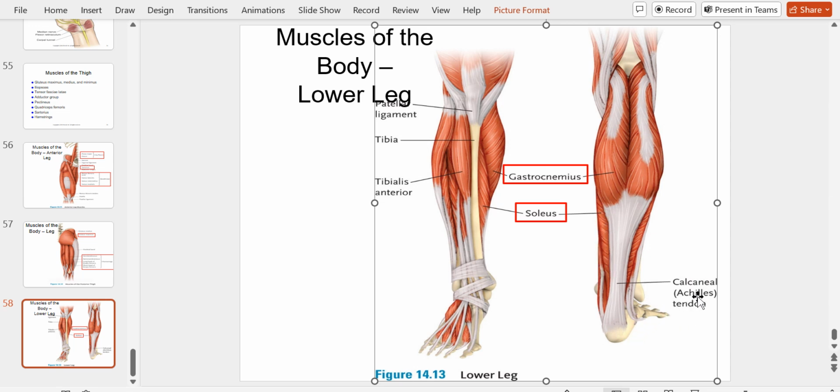Oh, and I love this one here. You saw this last week, the calcaneus. Okay, that's the back of the foot. Calcaneal tendon, also called the Achilles tendon. That one gets cut, you're not walking anywhere.